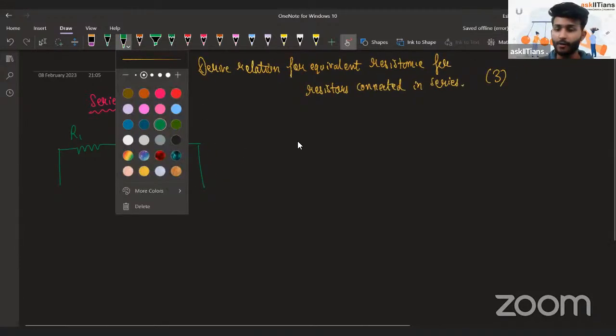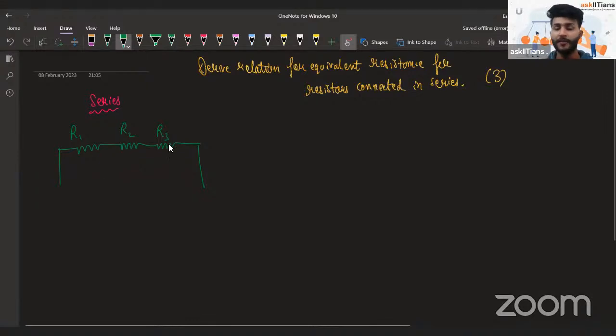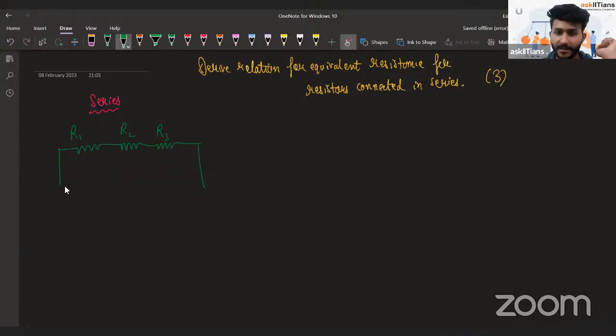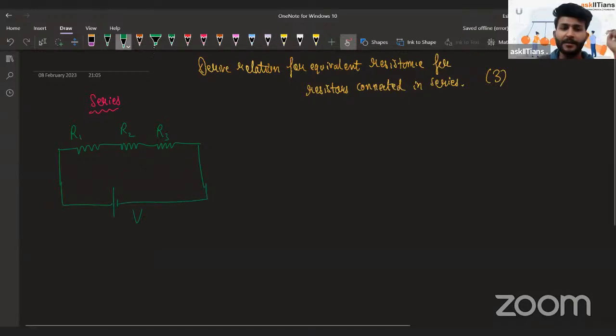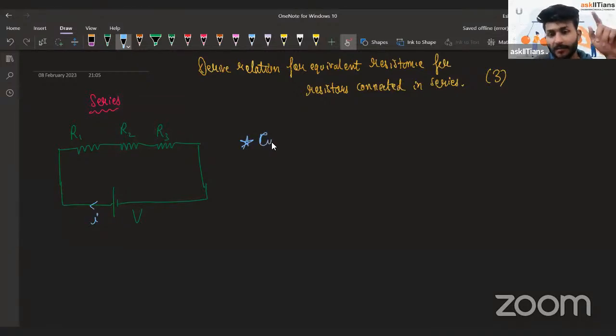So here we are going to write all the steps in detail. First of all, we are going to assume the three resistors in series. We will connect them to a battery of voltage V, and we will take some current I coming through it. Then, an important point over here is the current through resistors connected in series.